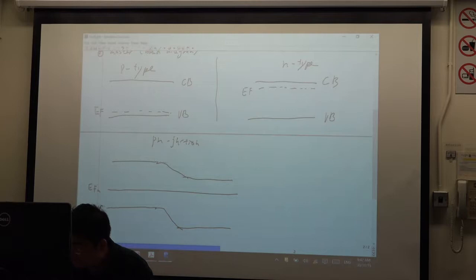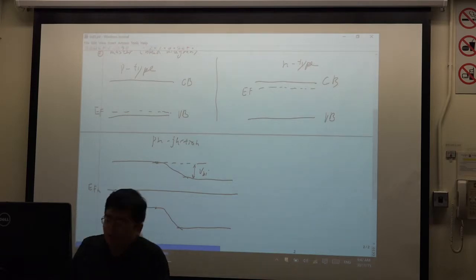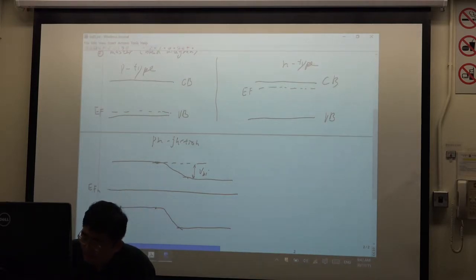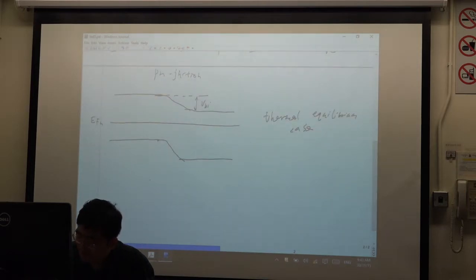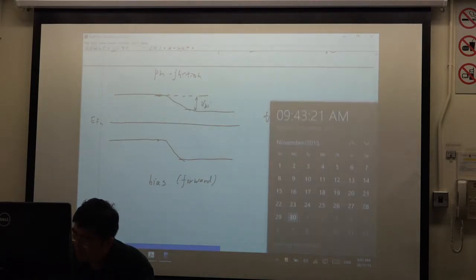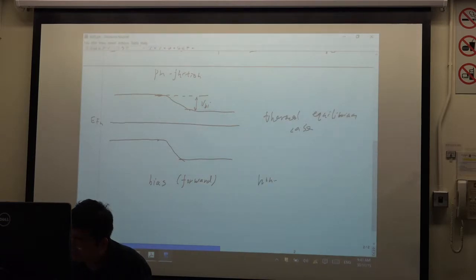And here is V_BI. We call this built-in potential. This is the thermal equilibrium case. However, added bias, forward bias here. Added forward bias is a non-equilibrium state.